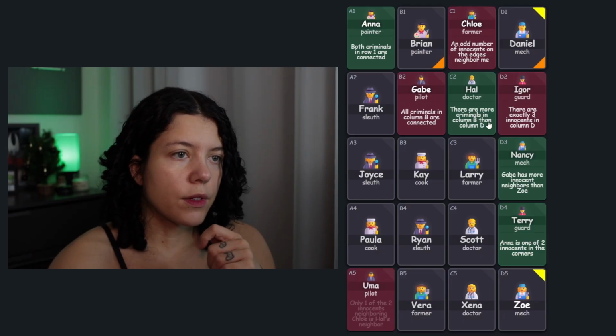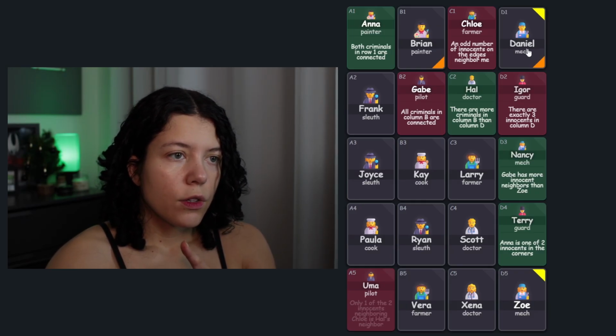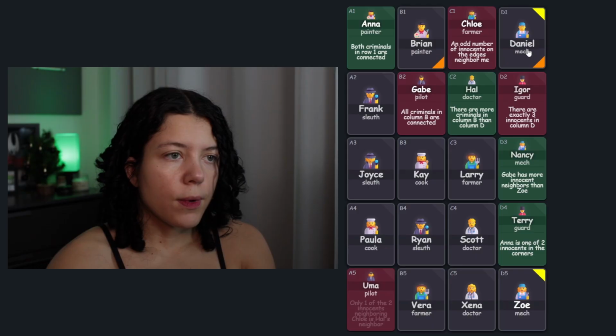Now Hall tells us there are more criminals in column B than column D. We know that column D has a total of 2 criminals. So column B has to have at least 3 of them.